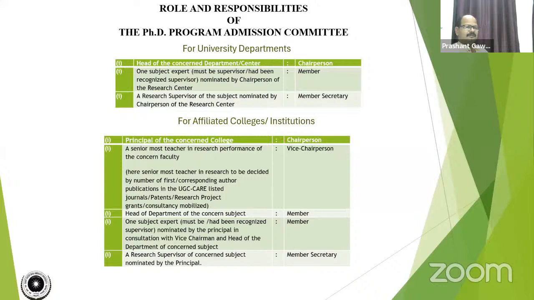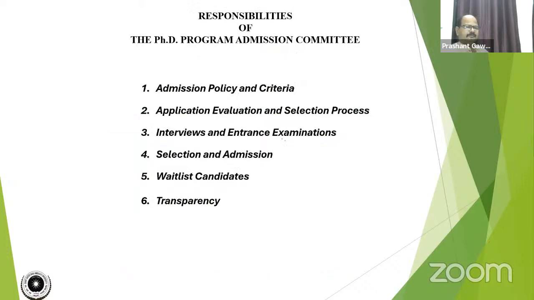The senior most teacher is the vice chairperson. The head of the department of the concerned subject, where you want to admit a student, and the research center are members. A subject expert from outside is again a member. Lastly, the research supervisor is the member secretary.